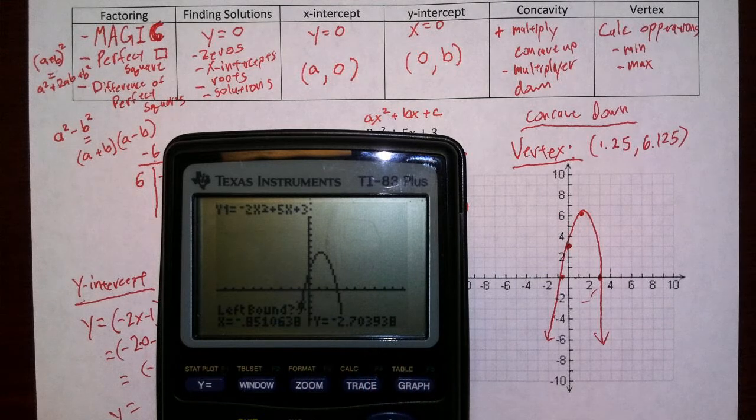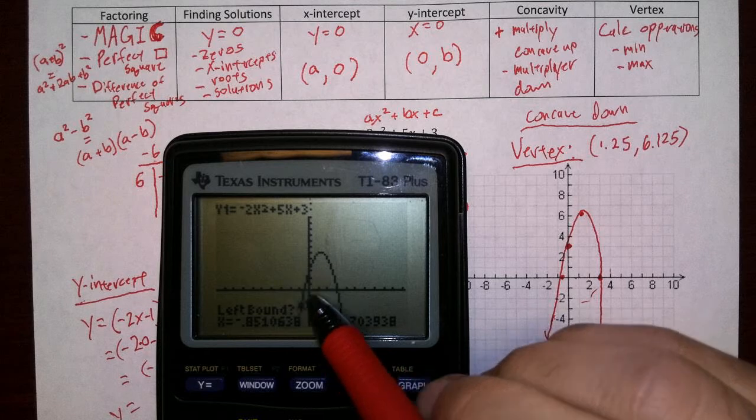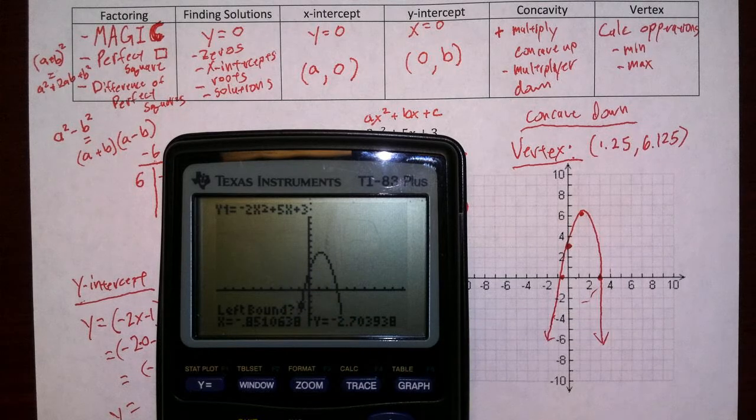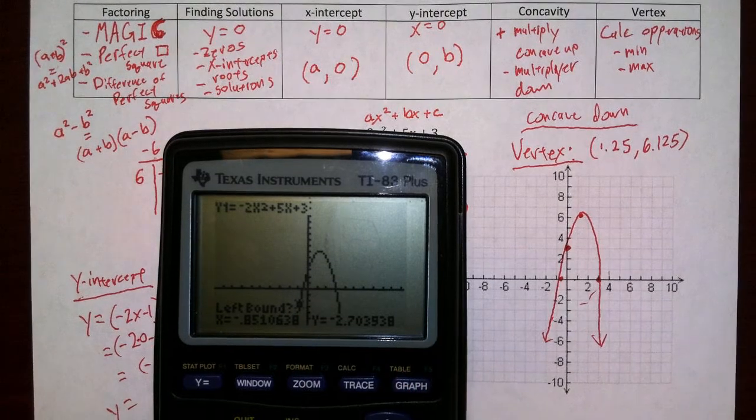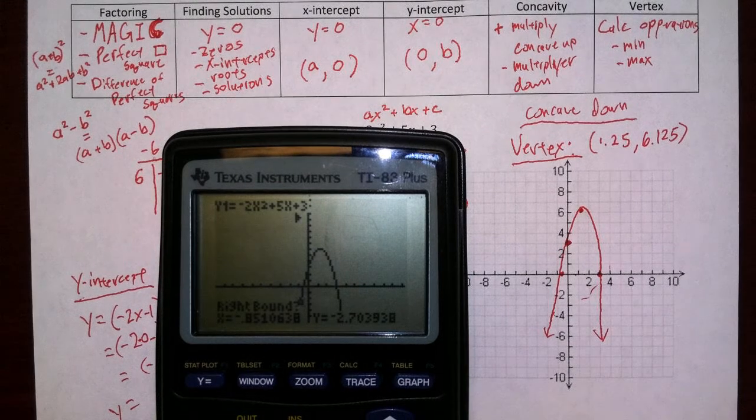Now, how many x-intercepts do we have? We have 2 of them, right? So we want to be very specific. We want to think about one of these x-intercepts and answer these questions about it. I'm going to start by answering it for this one over here. So I'm going to go left bound of that x-intercept right there and hit enter.